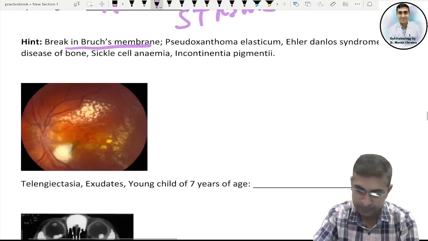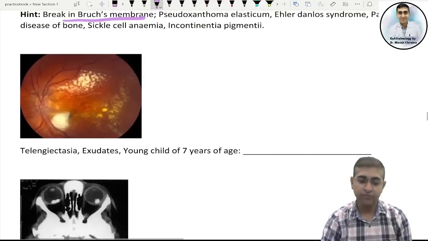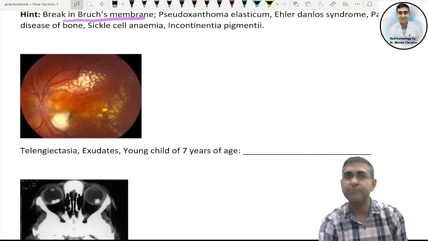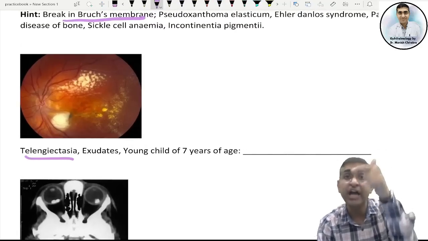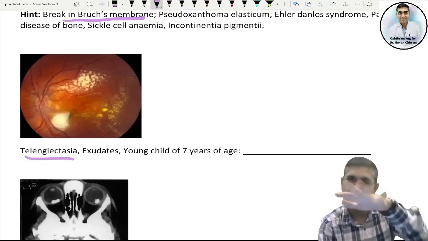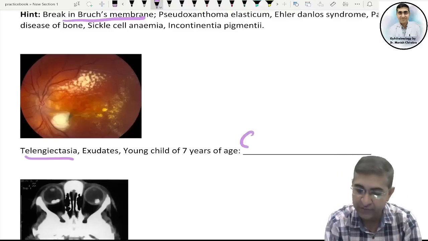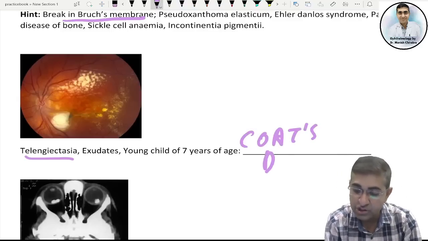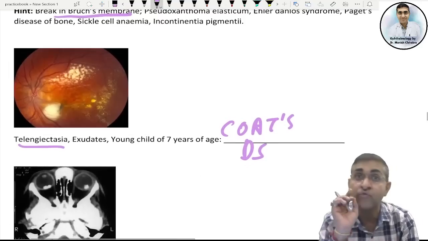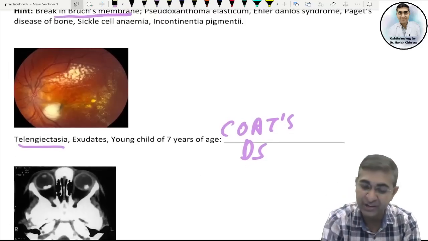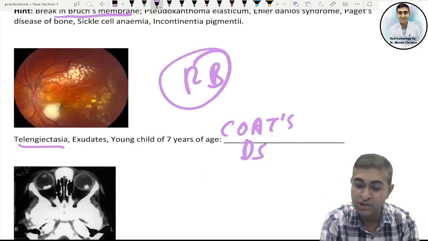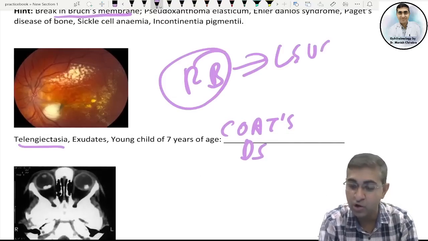Okay. And what is this? This is a history which I have provided. There is telangiectasia, exudates, and the child is young, approximately 7 years of age. This disease is seen in the first decade of life, and that is your Coats disease. Coats disease is a very nice differential diagnosis of retinoblastoma, because in Coats disease you are also going to see leukocoria.